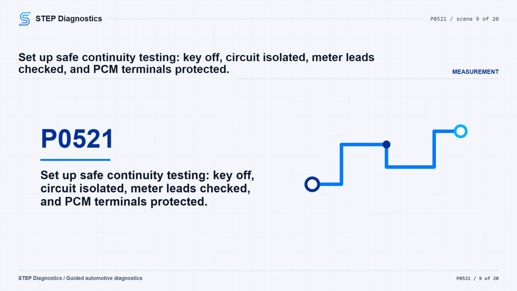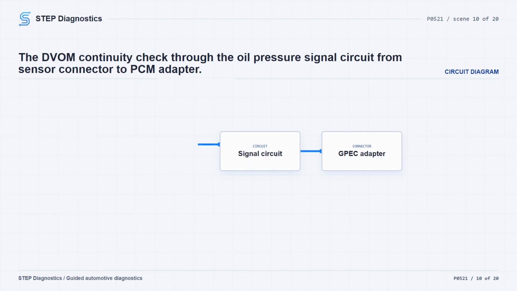Now isolate the engine oil pressure sensor signal circuit and check it for an open or high resistance. Keep the ignition off when checking continuity. Disconnect the ECU side and the component connector for the circuit being tested. Use the wiring diagram to follow the circuit path and measure the meter lead resistance before measuring the circuit so the DVOM leads do not skew the result.